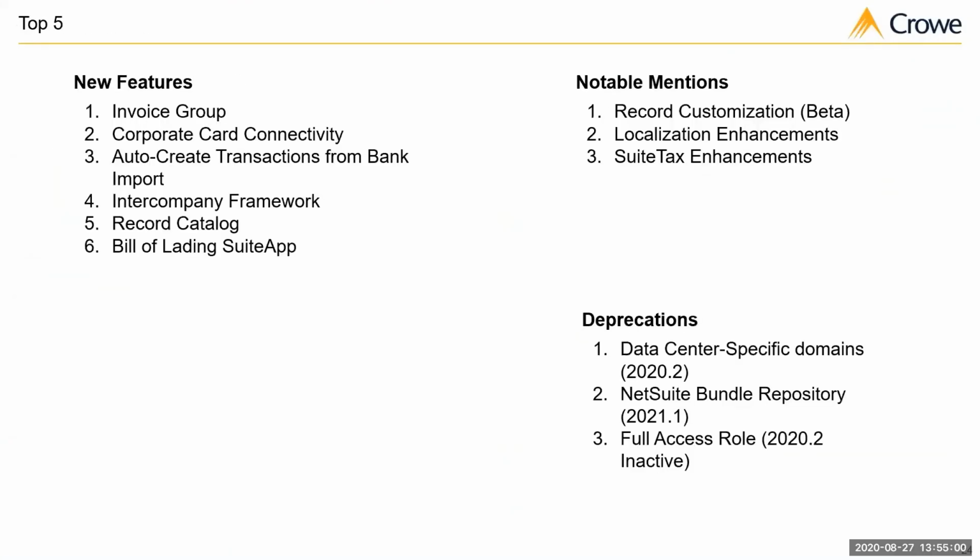dashboard. So quickly, just to summarize, the six cooler features that we found were the invoice group, the corporate card connectivity, and the auto create transactions from bank import. Those are long overdue features that people have been asking for a long time.